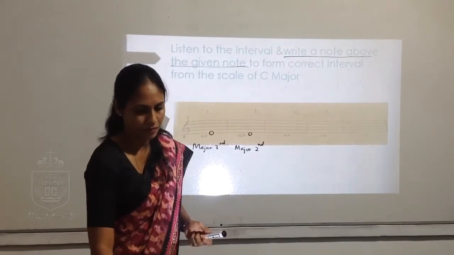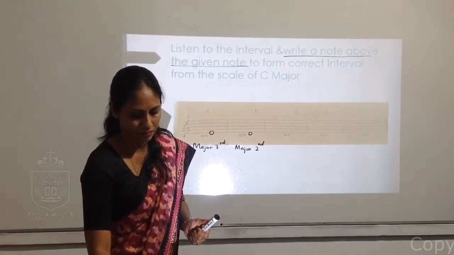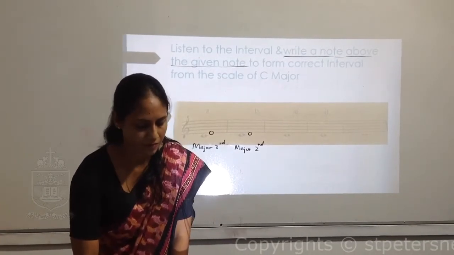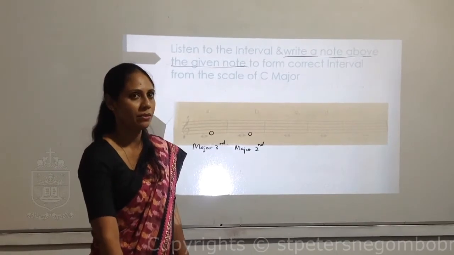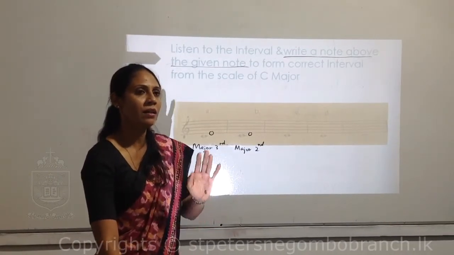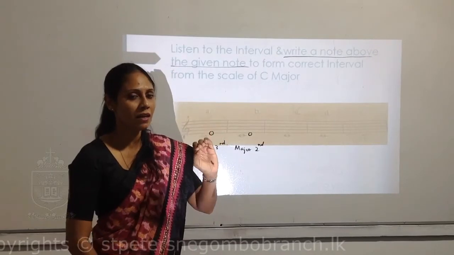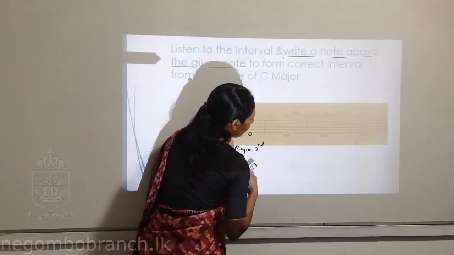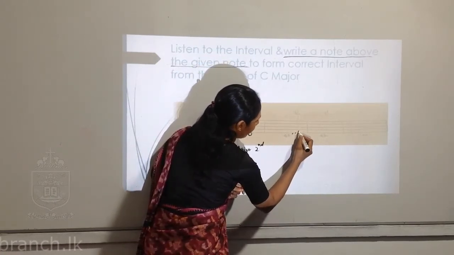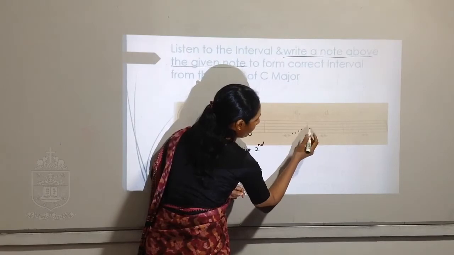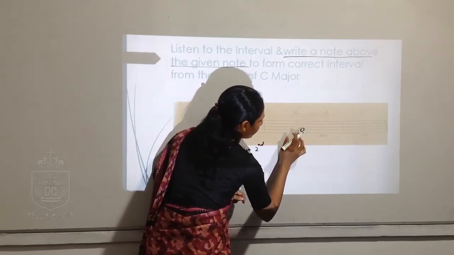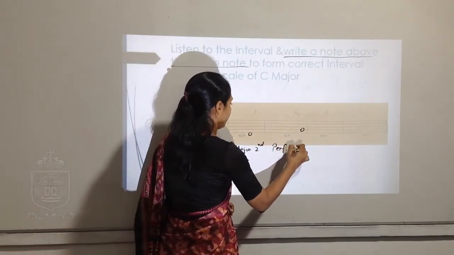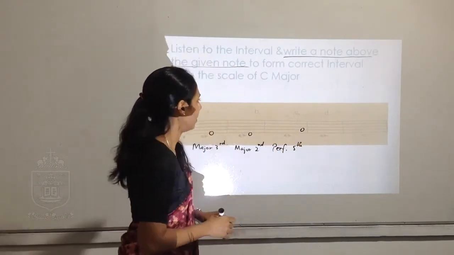Third one. Listen to it. La la la la la la. Fifth. So this is the first one. Fifth note is C, D, E, F, G. 1, 2, 3, 4, 5. This is the fifth note. Next one.